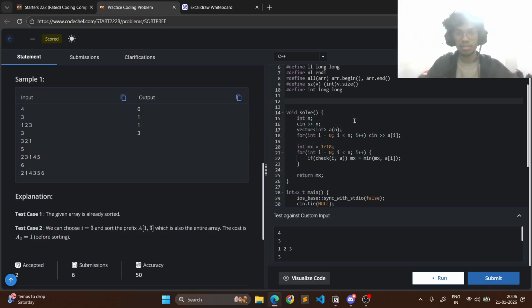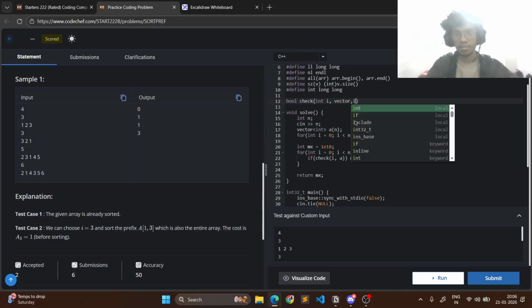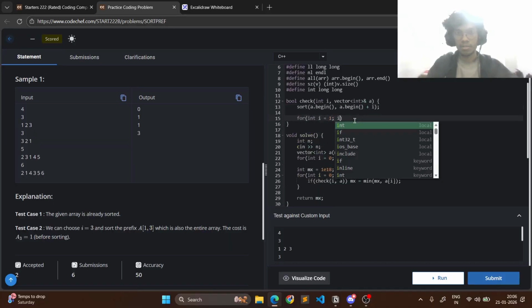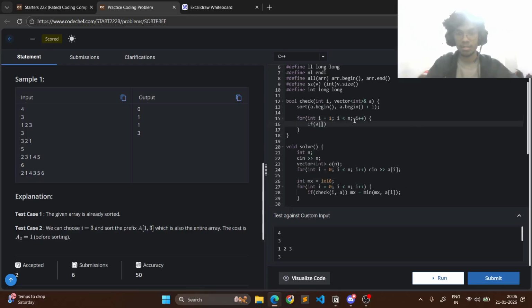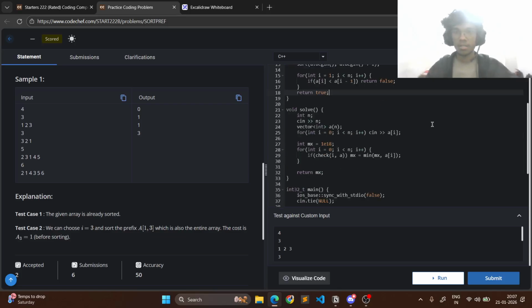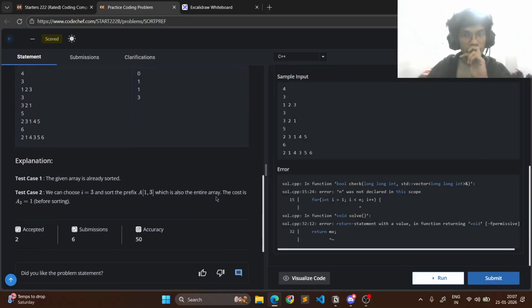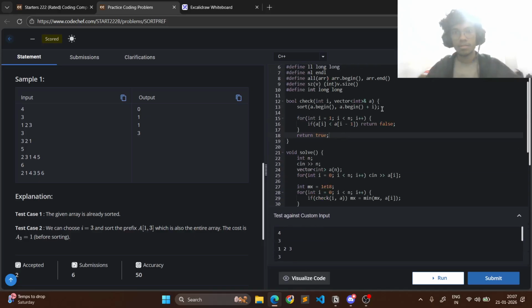Now the bool check, taking i and vector a, needs to sort from a dot begin to a dot begin plus i. Okay, now we need to plus plus, and if a of i is lesser than a of i minus 1, return false, otherwise return true. How about this thing? This should work, no? I guess. Alright.